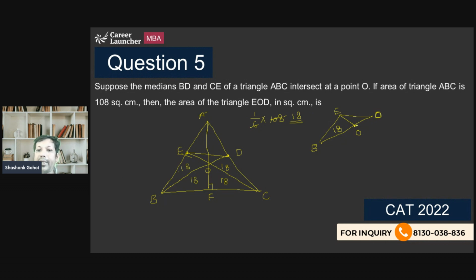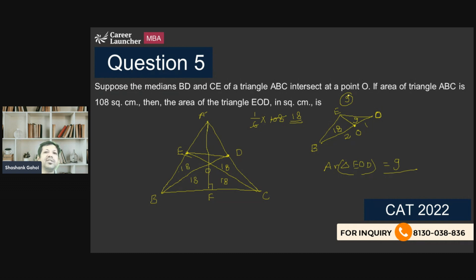Now the question is about this. The property of the centroid is that it divides the median in the ratio of 2:1. So if the ratio of sides is 2:1, what is the ratio of area? That is also going to be 2:1. So if this is 18, what should be this area? This is 9. So the area of triangle EOD will be equal to 9. And that's it. You don't have to solve much. If you understand the property of the median or centroid, you can directly calculate the answer. It is not too difficult to solve this.